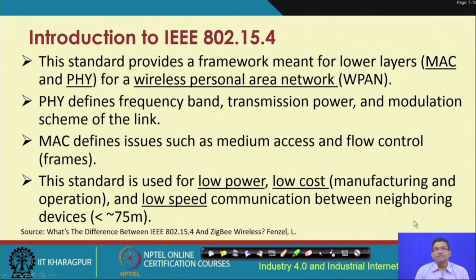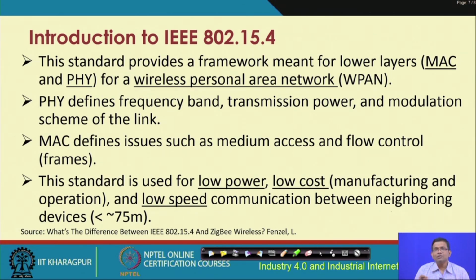So, let us try to understand 802.15.4. This IEEE standard basically provides a framework meant to be used particularly for networks such as wireless personal area networks. Personal area networks operate on a very small scale, the range is very small and so on. For this wireless personal area network, 802.15.4 basically defines how the physical layer and the MAC layer are going to be used.